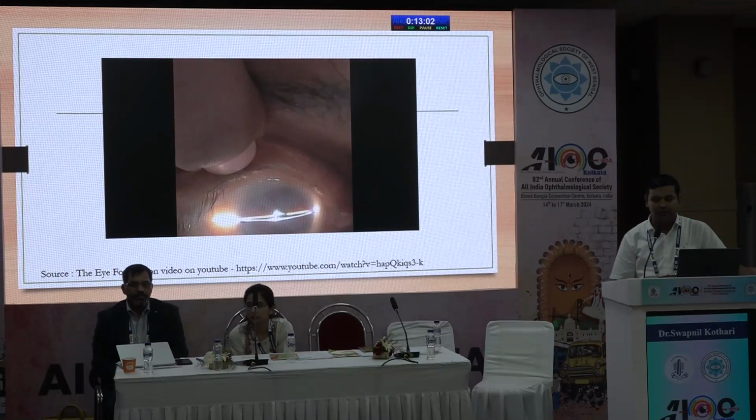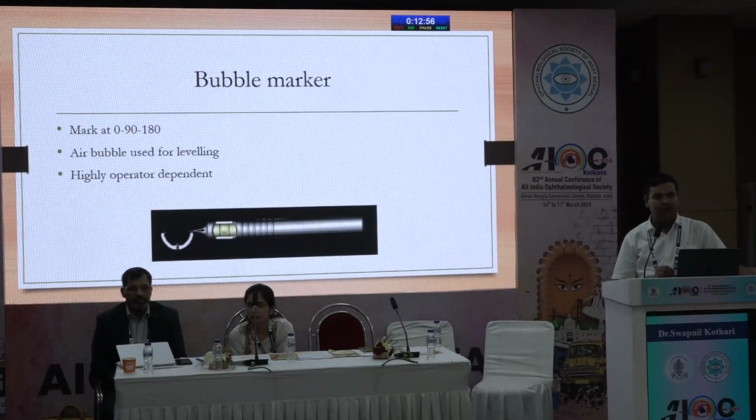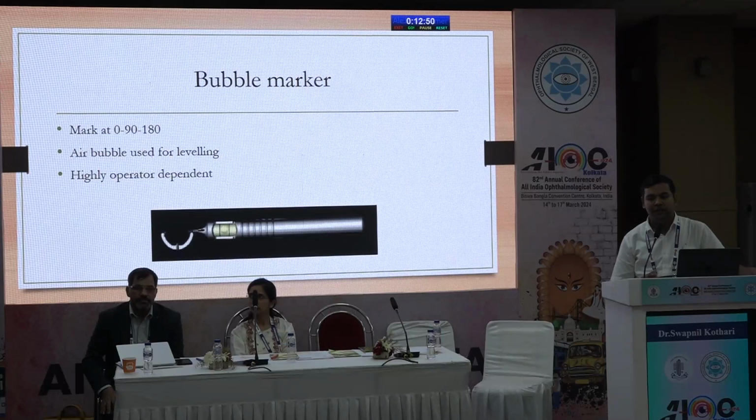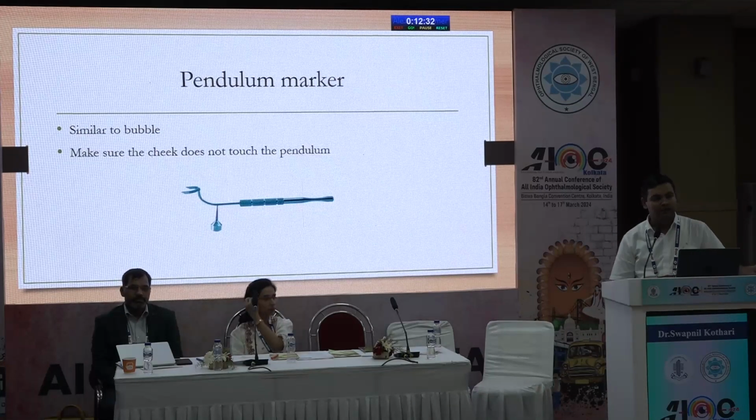That will give you a very good retained marking, and it's a very thin marking, so it will not cause any problems intraoperatively. Another option to mark 0, 90 and 180 is air bubble marking. The air bubble at the center of this instrument has to be kept within those two lines, and that ensures that you are at 0, 180. But the problem with this method is that it is highly operator dependent. Similarly, there is pendulum marking, in which the pendulum keeps the marker properly horizontally aligned. The only issue is you have to make sure that the pendulum is not touching the cheek of the patient.